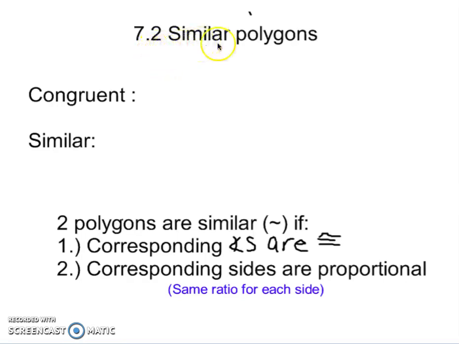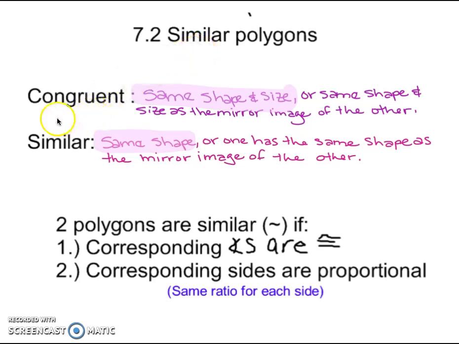These are our notes on similarity. So with these similarity notes, we first have this first term here, congruent, which we're familiar with, but that means it has the same shape and size, or the same shape and size as the mirror image of the other. For similar, it means that the figures have the same shape, or one has the same shape as the mirror image of the other.